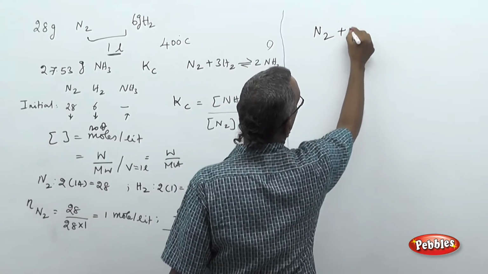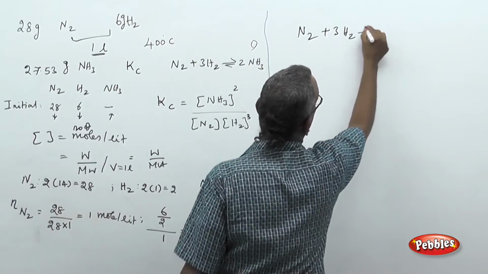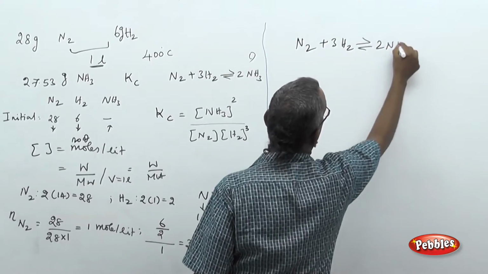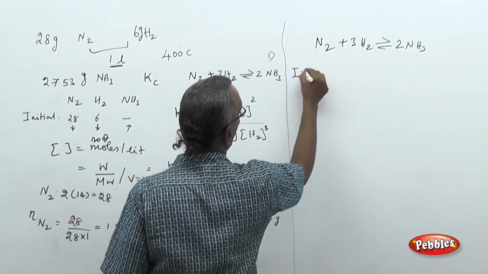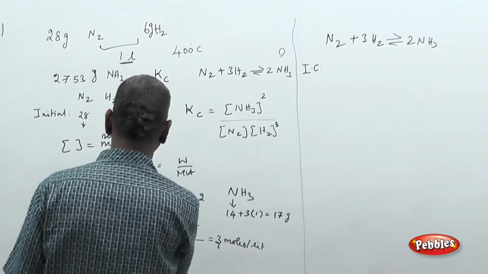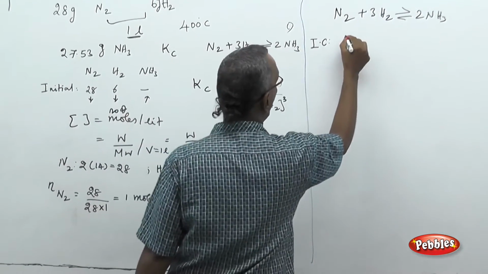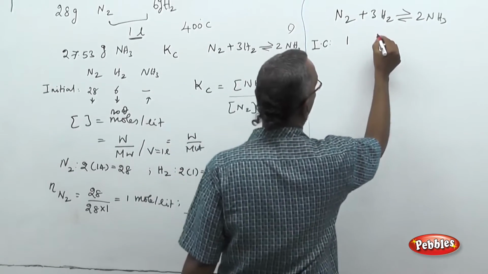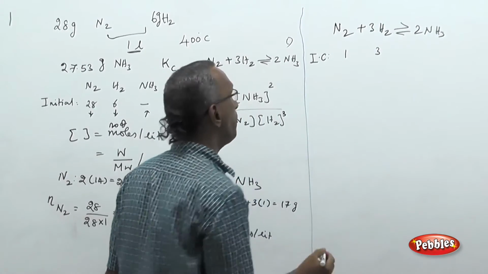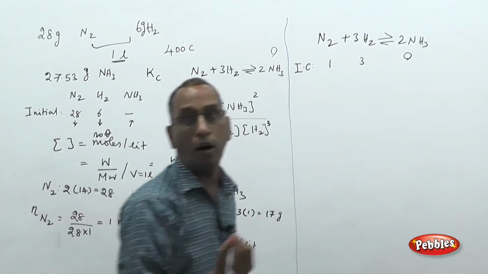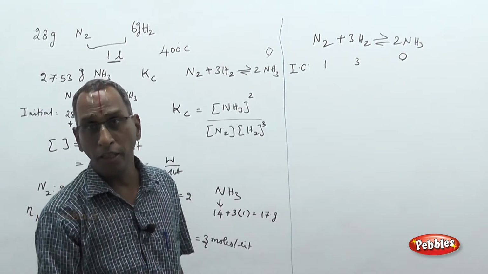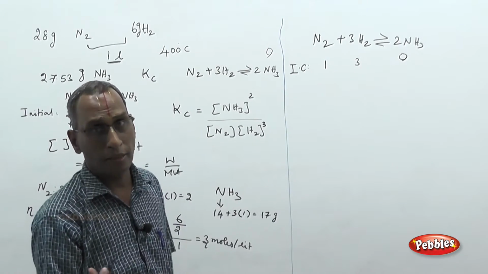Rewriting the equilibrium, N2 plus 3H2 giving 2NH3. The initial concentration we have found. Nitrogen initial concentration is 1 mole. Hydrogen initial concentration is 3 mole. But initially there will not be formation of ammonia. Initial concentration of ammonia is 0.